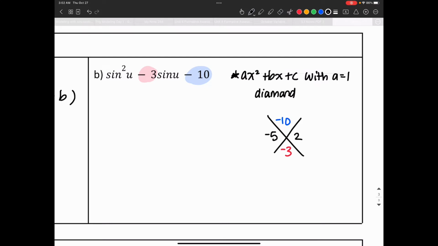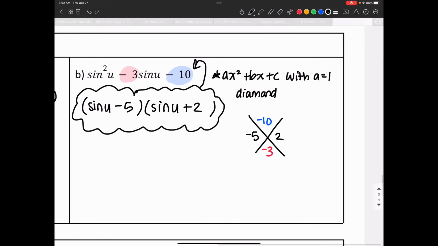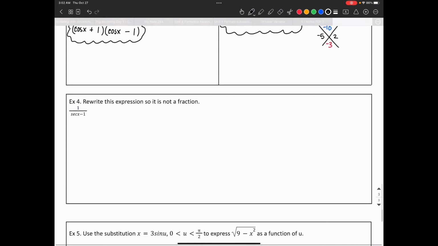So I can rewrite this as sine of u minus 5 times sine of u plus 2. And that's it. Then if you want to check your work, you can just FOIL that and see if you get the same thing as you started with. And you would. Then I also have example 4.